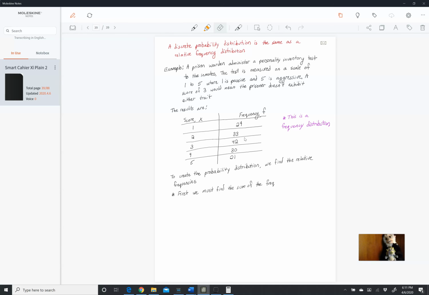So we're going to use that sigma again. So we have the sum of the frequencies, and we just add them together. So we have 24 plus 33 plus 42 plus 30 plus 21. And that tells us that we have 150 inmates in total. Okay. So now we're ready to create the probability distribution. So now we have the score. So we still have the outcome. But this time, instead of the frequency, we're going to have the probability of that score. So we're going to have 1, 2, 3, 4, 5 again. These are our outcomes, or our random variables.